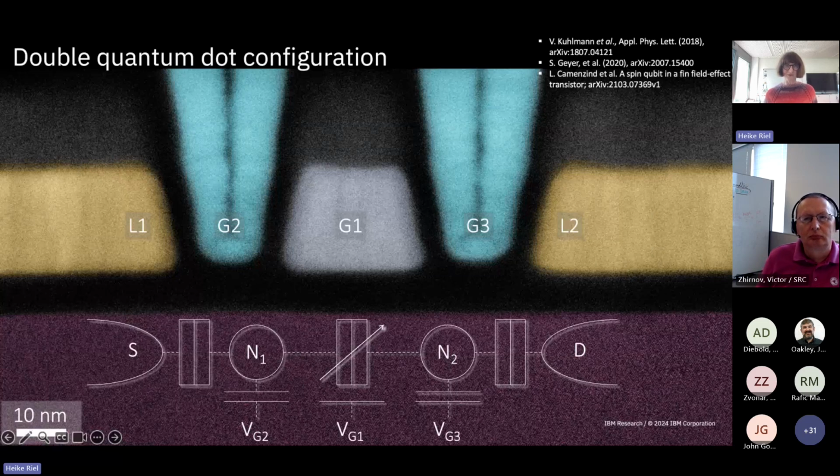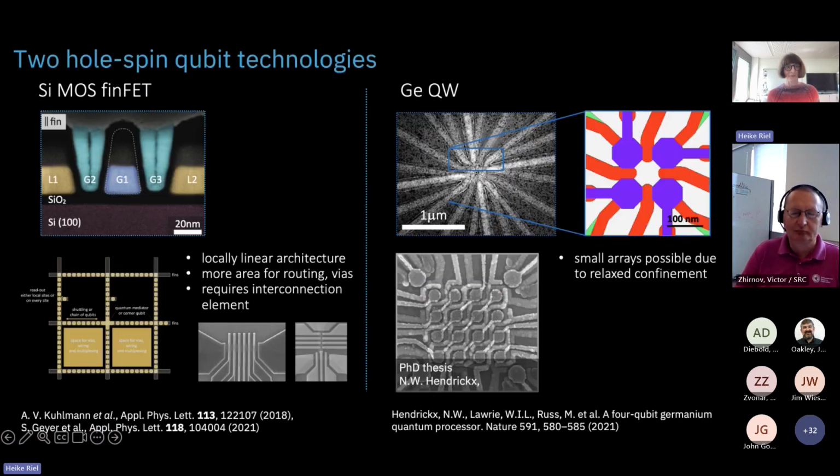So in principle, what you do is, and this is a cross-section through such a device, you have in this case a silicon substrate. You then have different leads. They are differently colored because they have different functions. And you create a quantum dot here, N1 and N2, and then with the gate here, you can control their interaction, and you can do the gate operations and also 2-qubit gate operations.